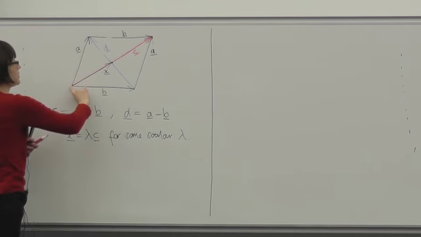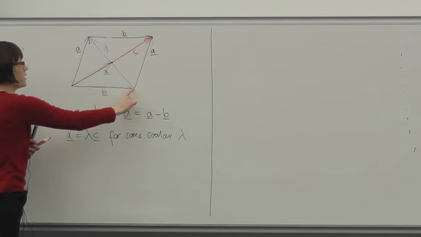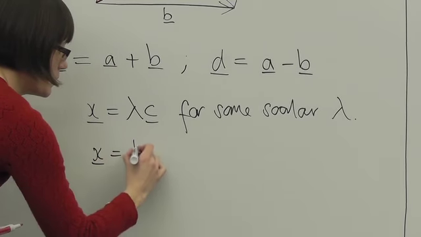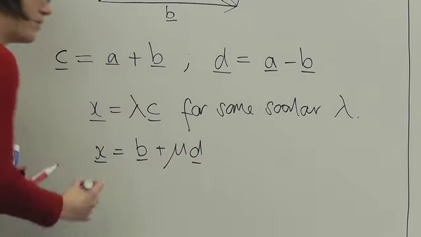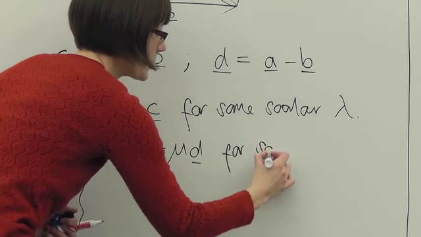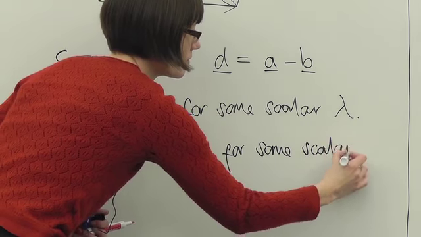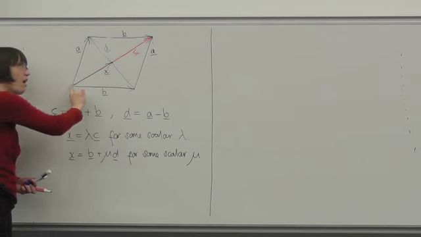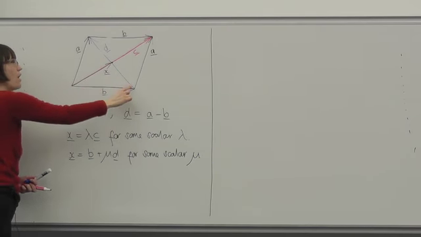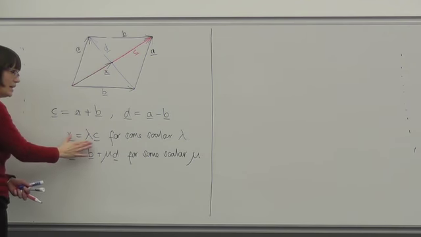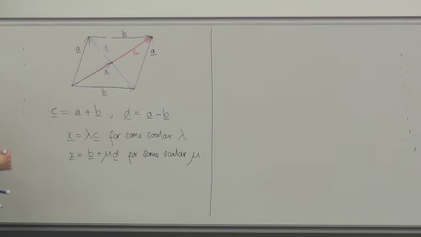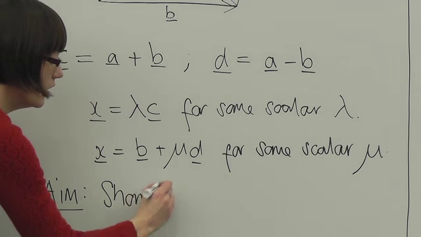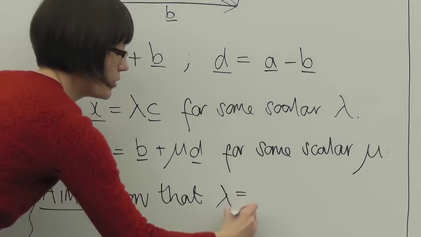But going along X, we can see, is the same as going along B and then going part way along D. So I can also say that X is equal to B plus mu times D for some scalar mu. And then I'm trying to prove that actually I have to go halfway along C and I have to go halfway along D. So I'm trying to prove here that lambda and mu are both a half. So my aim now is to show that lambda and mu are both a half.